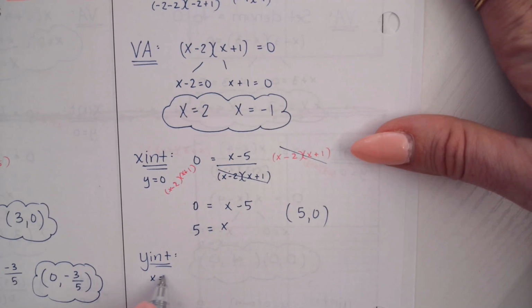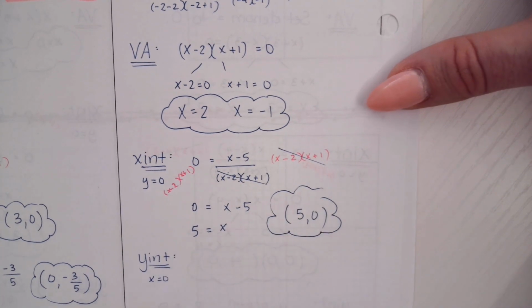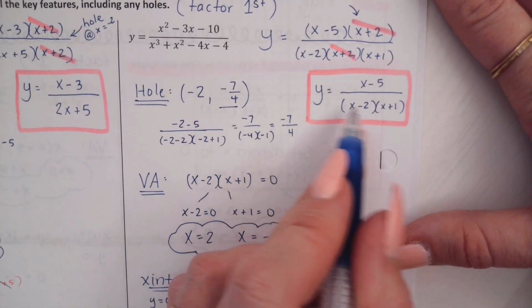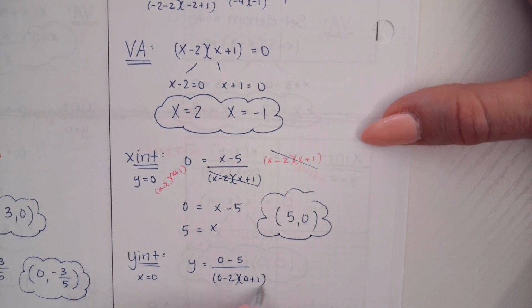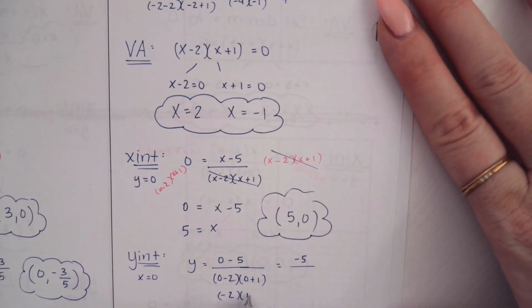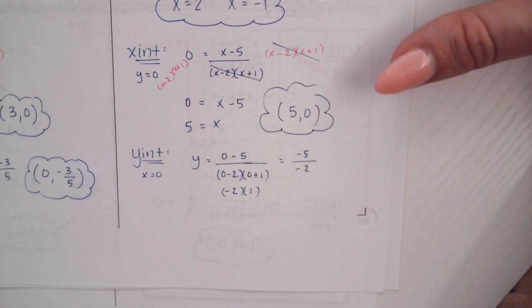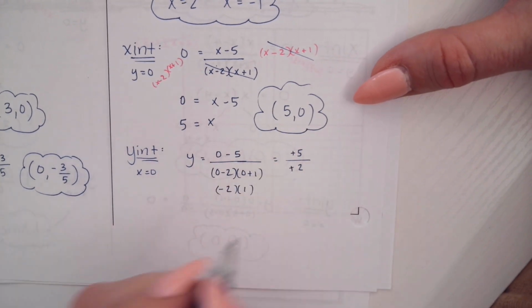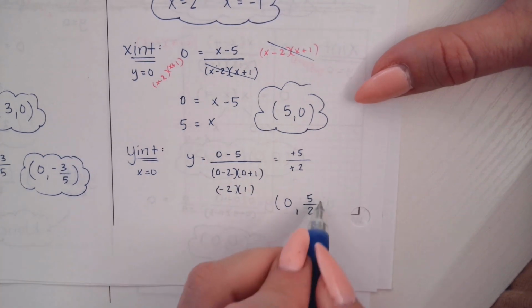And then lastly, my y-intercept. That's when x equals 0. So plugging in 0 for x into the new and improved function here, here, and here: 0 minus 5 over 0 minus 2 times 0 plus 1, which is a negative 5 on top, and a negative 2 times a 1 on the bottom, so a negative 2 on bottom, which would technically turn into what? Just 5 over 2. Those negatives would cancel. So you'll have a y-intercept at 0, 5 halves, or 0, 2.5 if you prefer.